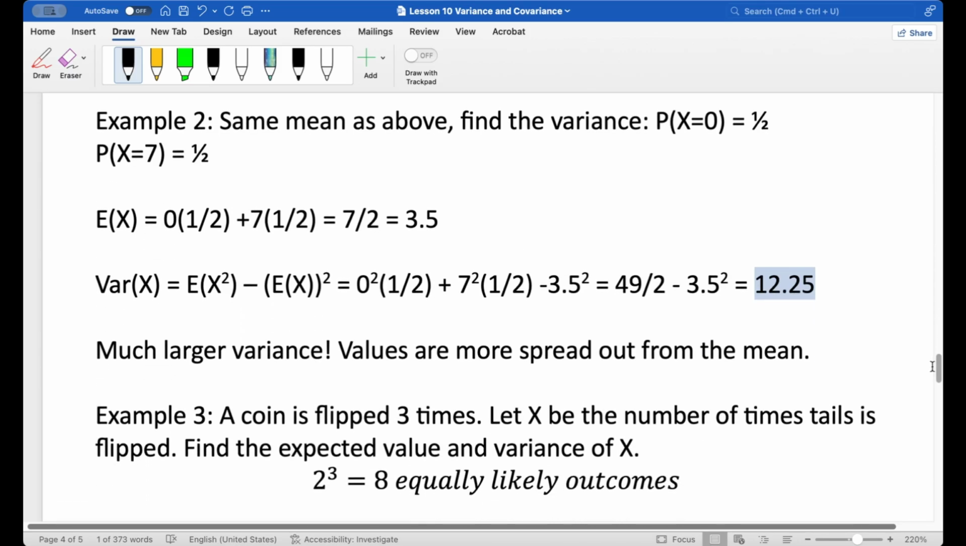All right, a third example. A coin is flipped 3 times. Let x be the number of times tails is flipped. Find the expected value and variance of x. There are 2 to the third equals 8 equally likely outcomes.